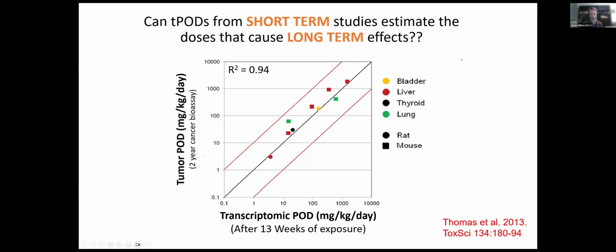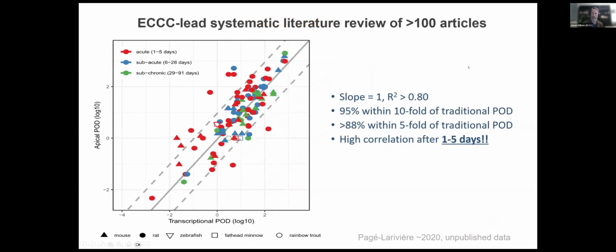So this was pretty exciting in the field. Since then, a lot of people have repeated similar experiments and shown similar outcomes. At Environment Canada, we conducted a literature review of over 100 such articles, and we found that this correlation between a short-term transcriptomic point of departure and a long-term traditional point of departure was very strong across all studies. Generally, there's a slope of nearly 1 with an R-squared of 0.8 for all studies.